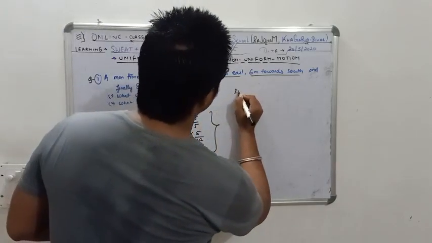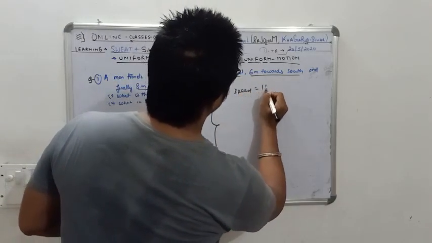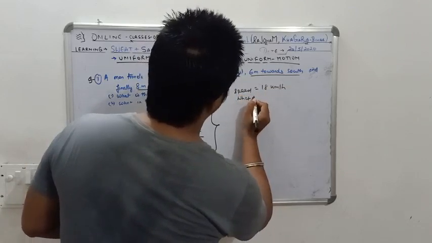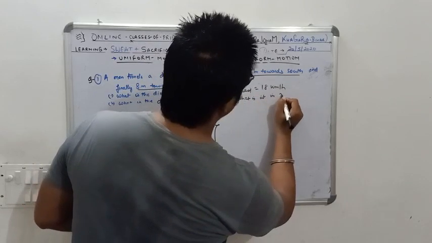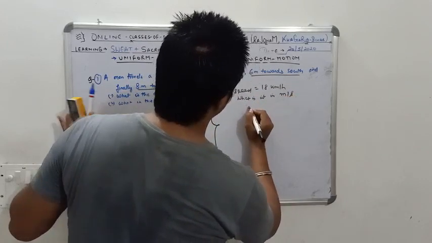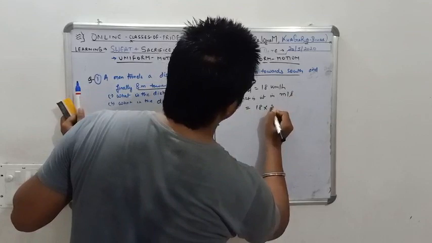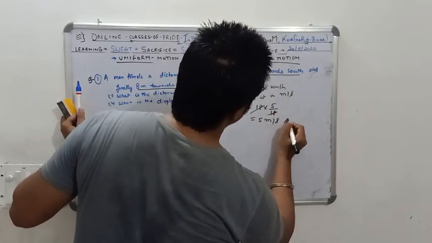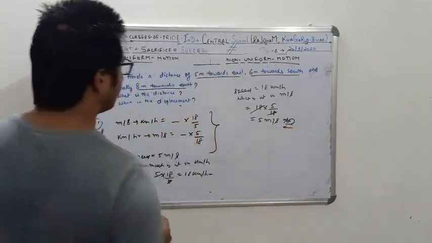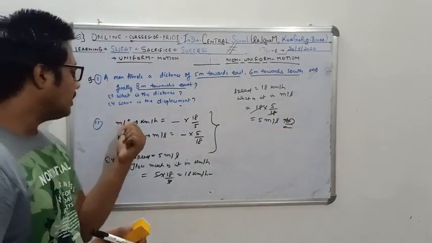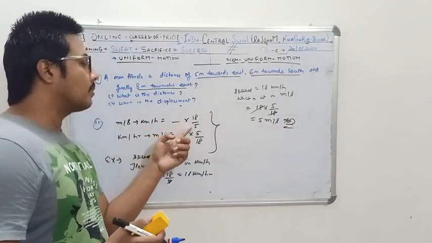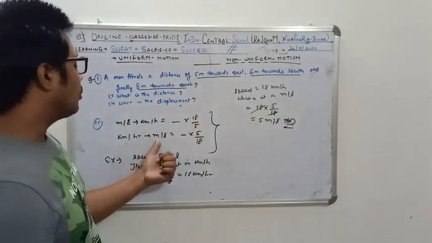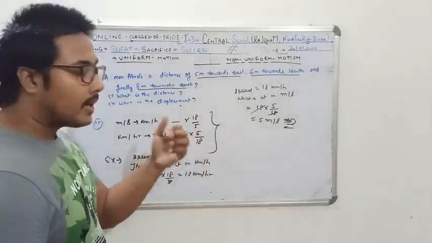Now if the speed is given to you as 18 kilometers per hour, what is it in meter per second? What you will do is 18 into 5 by 18, which is 5 meter per second. This will be the answer. So to convert meter per second to kilometer per hour, you need to multiply by 18 by 5, and to convert kilometer per hour into meter per second, you need to multiply by 5 by 18.